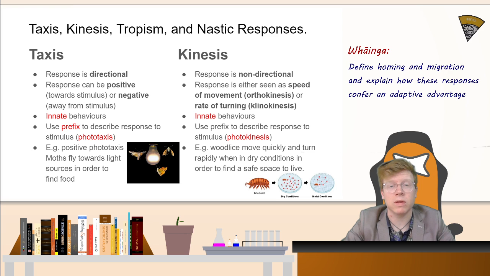Kineses, on the other hand, are non-directional, and we split them into two major chunks: orthokinesis, which is related to the speed of movement, and clinokinesis, which is related to the rate of turning. Both of these are again innate, and you might use a prefix to describe it, so you could say photokinesis. A good example that demonstrates both of these, and probably the most common one that we talk about, is woodlice. They show orthokinesis because they increase their movement speed, and they show clinokinesis, they turn more rapidly, both of these when they're in dry conditions. The reason for this is that they want to move to a space which is moist and damp so they don't dry out and die.